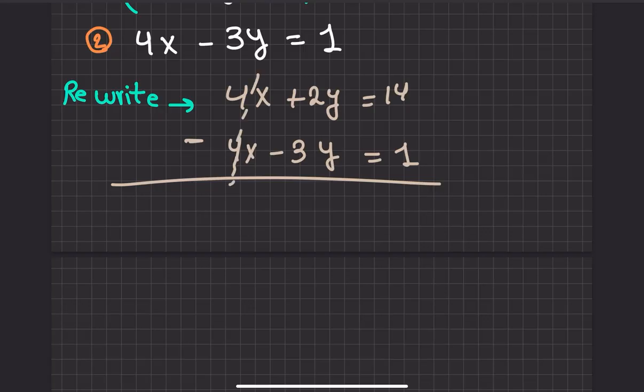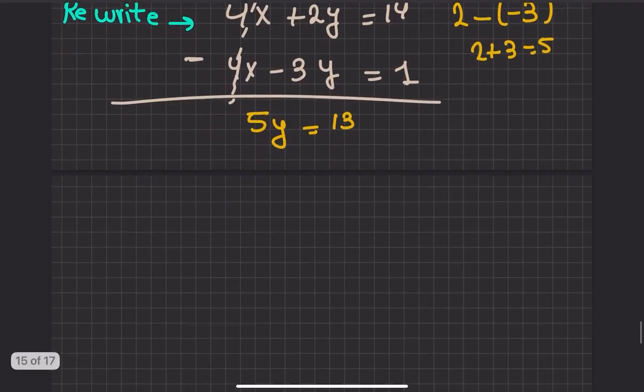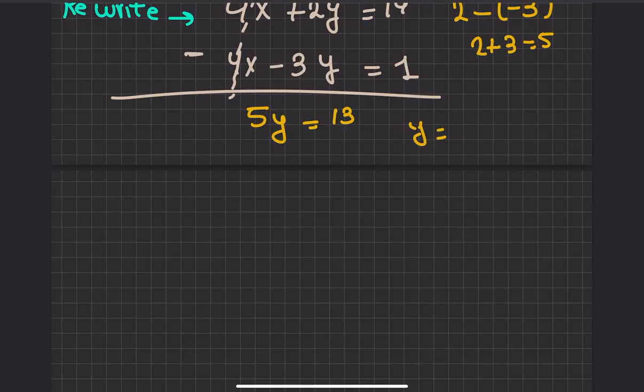In here I have 2 minus 3. So minus a minus is gonna be positive. So it's actually gonna be 2 plus 3, which is 5. So I have 5y here, and here I have 14 minus 1, I have 13. So here I'm gonna end up with y equals 13 divided by 5.